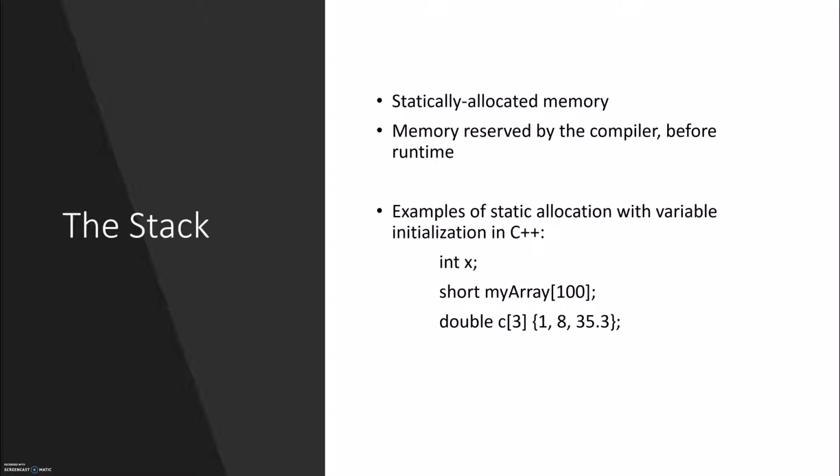When a program is compiled, the compiler parses the code and can determine based on variable initializations how much stack memory will be needed. So let's say that the 3 lines of code in the slide are in a program. When the compiler parses this, it would determine that 4 bytes need to be allocated from the stack for the int x, 200 bytes for the 100 shorts, and 24 bytes for the 3 doubles. As you can see, this can be determined ahead of time by the compiler. This is how you have been writing programs up to this point.